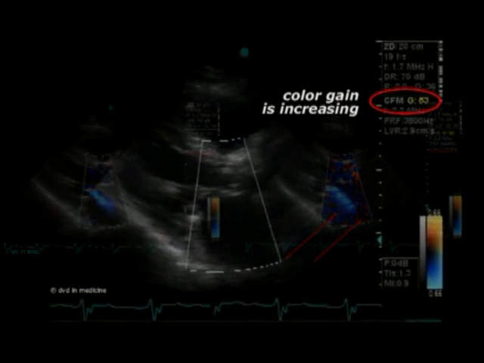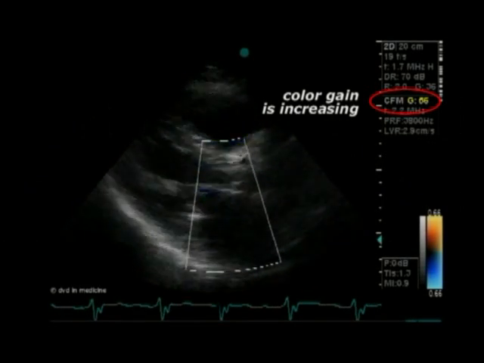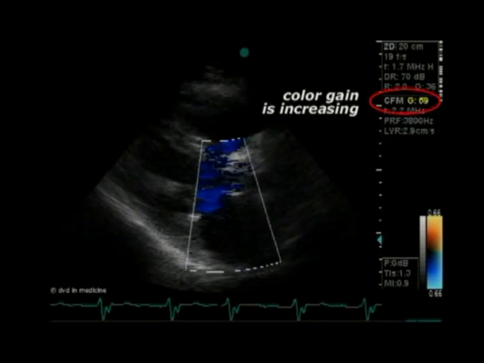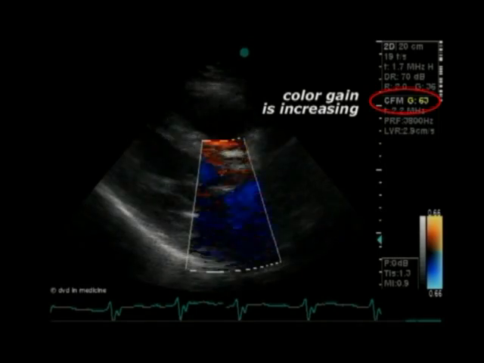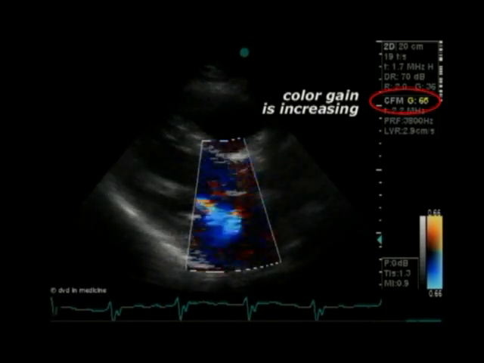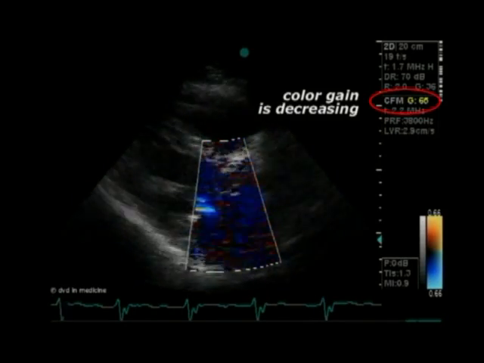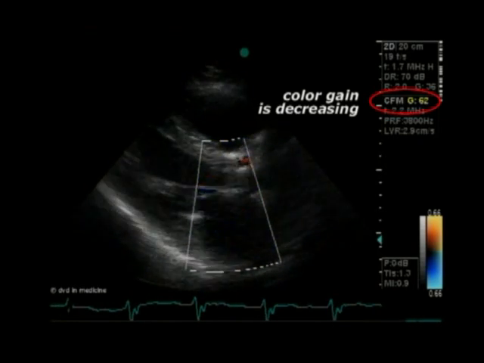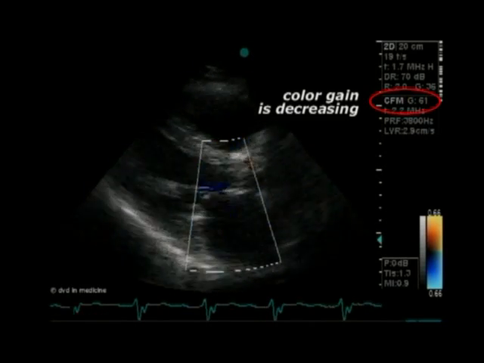In this video segment, the dynamic effect of variable color Doppler gain is shown. First, the color gain is set too low. By increasing the color gain, we get the correct gain parameter. And after increasing the color gain even more, we get obvious excessive color Doppler gain. Excessive color gain is characterized by the sparkling appearance of a variety of pixels.